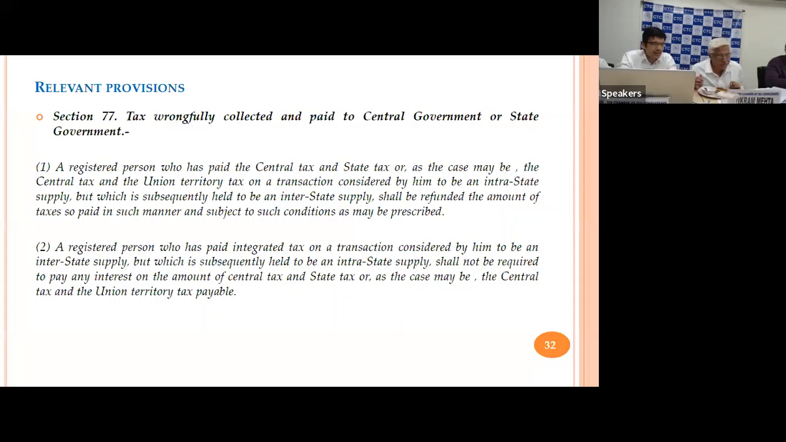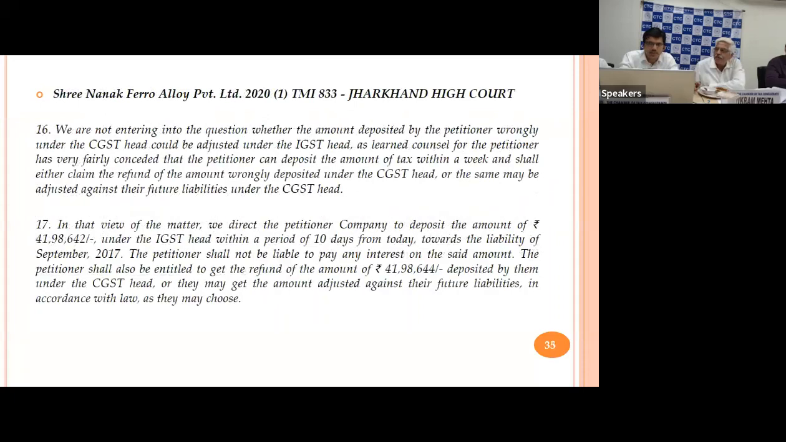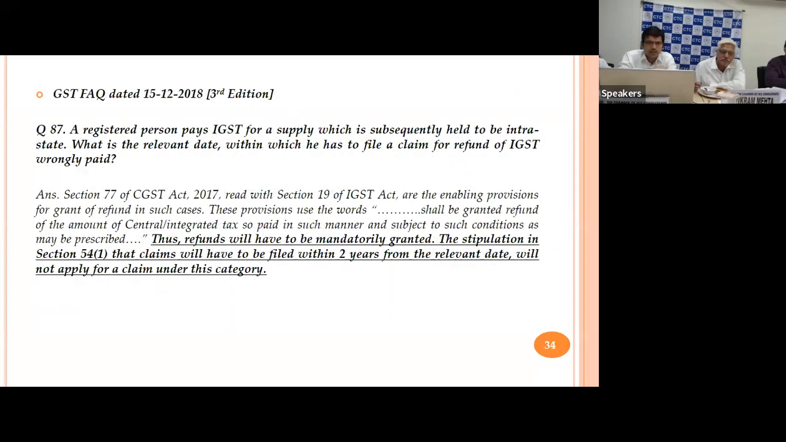Yeah. So as sir has highlighted, Section 77 is very clear. You again have to pay the correct tax, and you claim refund of the old tax. In fact, the Sadhili as proprietor judgment has been reversed by the division bench. Then there is the Jharkhand High Court judgment of Sri Nanak Ferro Alloys, which also says that you pay the correct tax and you claim refund of the incorrect tax which you have paid. And so this circular which sir highlighted says that the time limit will apply from the date when you have paid the correct tax.